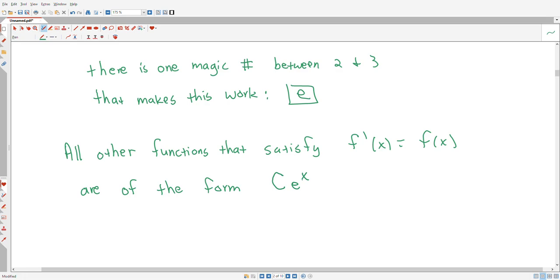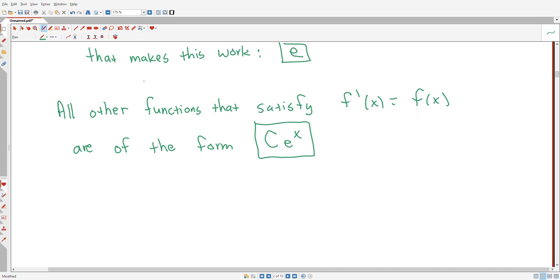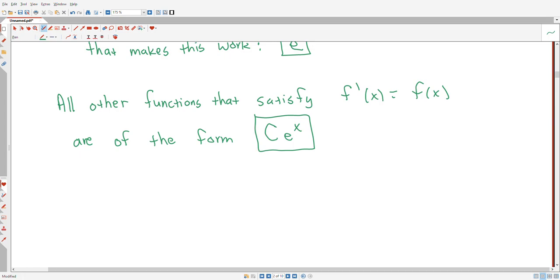These are all the functions that look like these purple graphs. And they all kind of look like exponentials. They're exponentials that have been stretched by this constant number c. So when c is 0, you get the flat y equals 0 graph. When c is 1, you get e to the x. When c is 7, you get 7 times e to the x. You get a whole bunch of functions whose derivatives are themselves.